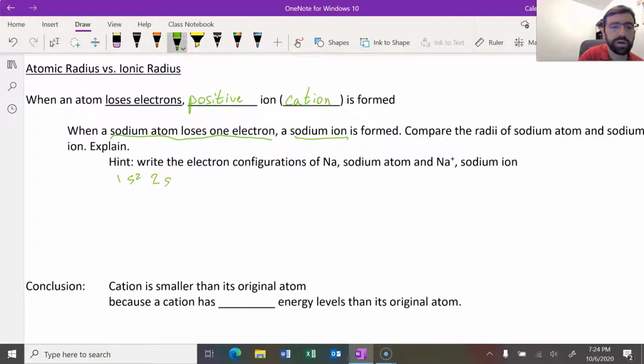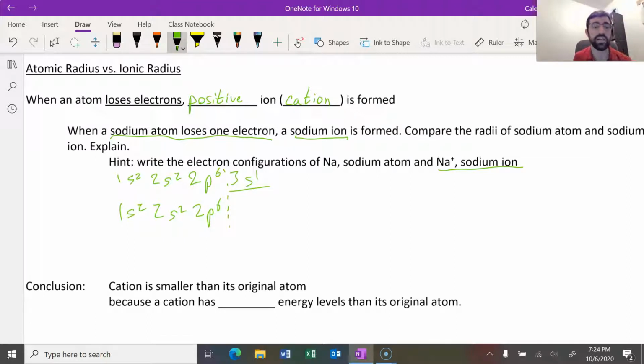1s2, 2s2, 2p6, 3s1. Now, if we were to write the sodium ion electron configuration, we're just going to get rid of that 3s1. So it'll be 1s2, 2s2, 2p6, and we lost the 3s1 electron. So you notice that we have actually one less energy level here.